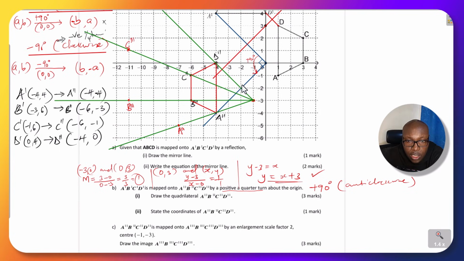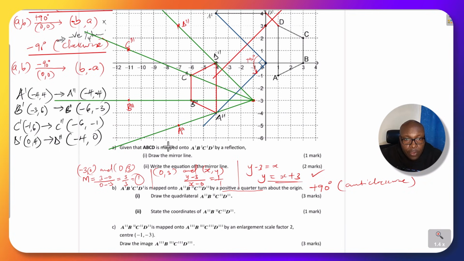Now we go to D. So from D double prime to the center, how many squares are those? It is 1, 2, 3. So doubling that distance, we're going to count 6. So this is 1, 2, 3, 4, 5, 6. So that is where we should have D prime.